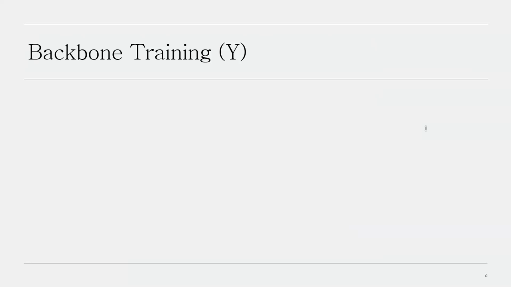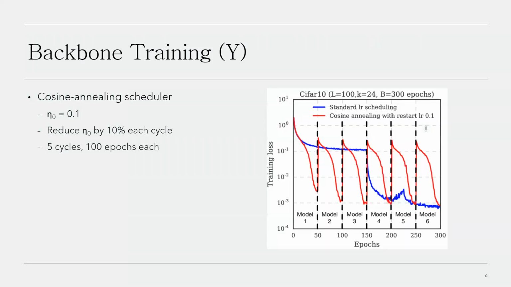So the first thing they do is a backbone training, which is the Y. And what they did was they used a cosine annealing scheduler, which we can see a representative image of here on the right. This is a different paper where I pulled the image off, so the values won't perfectly match, but it gives you more of a proof of concept.